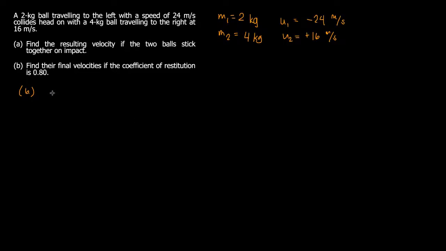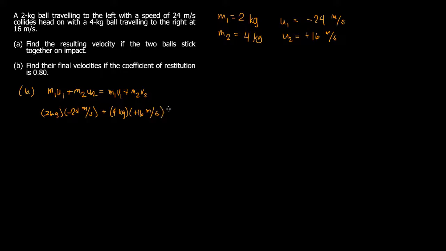So again, i-express na natin yung first equation natin. That's m sub 1 u sub 1 plus m sub 2 u sub 2. Since di na sila nag-collide, we will separate them to individual velocities: m sub 1 v sub 1 plus m sub 2 v sub 2. Substitute the values, that is 2 kilograms, velocity of negative 24 meters per second, plus 4 kilograms times positive 16 meters per second.